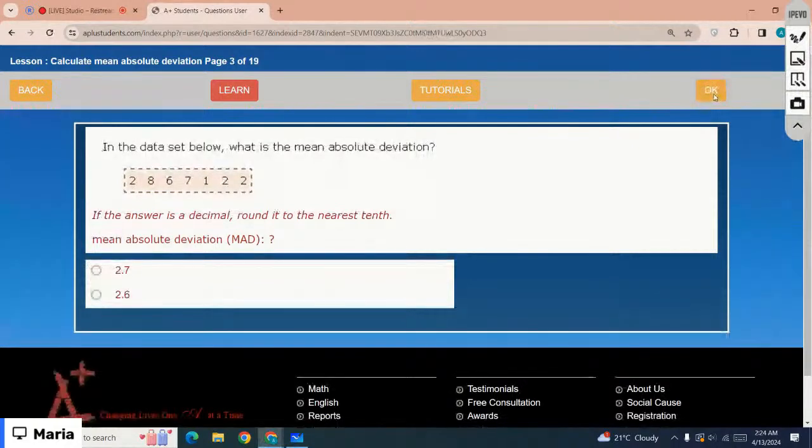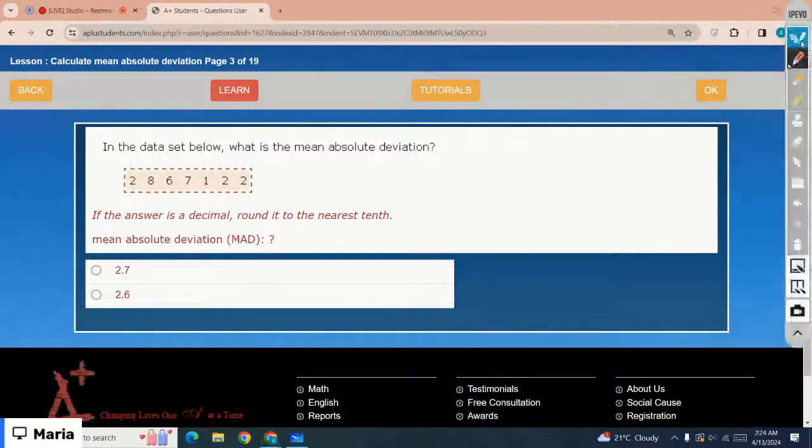And the data set below, what is the mean absolute deviation? Let's just do one more, right? First thing is you need to calculate the mean. Simply add them and divide by 7. 2 plus 8 plus 7 plus 1 plus 2 plus 2. The sum is 28, right? And 28 divided by 7 is 4. The mean value is 4, right?